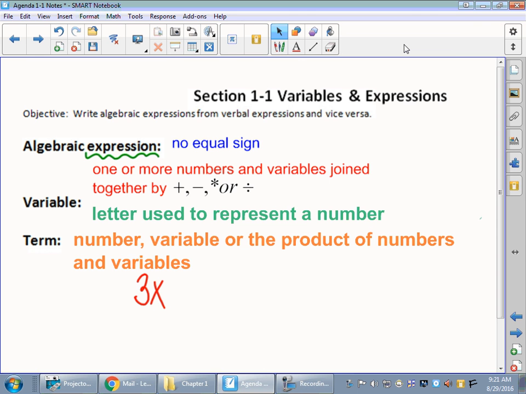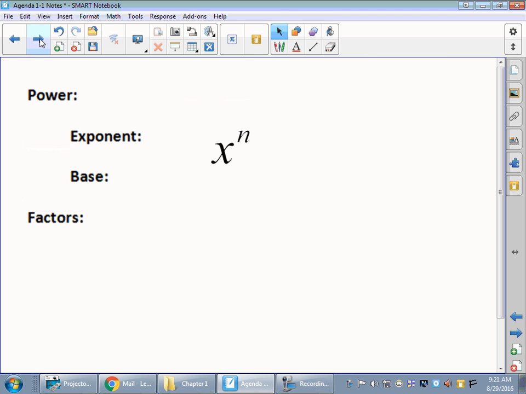A term could be x squared because we're multiplying an x times an x. A term could be 8. So there's 3 examples of terms. A number, 8, a variable, x, or x squared, or the product of those things, so 3x, negative 18y, whatever. We're going to have a tendency to use a lot of x's just because it's easier.